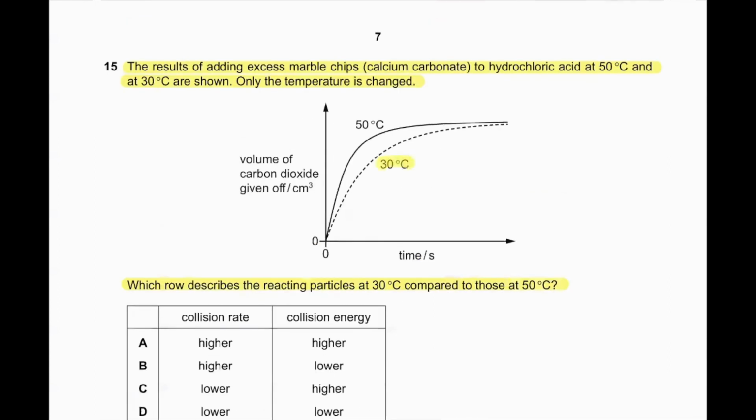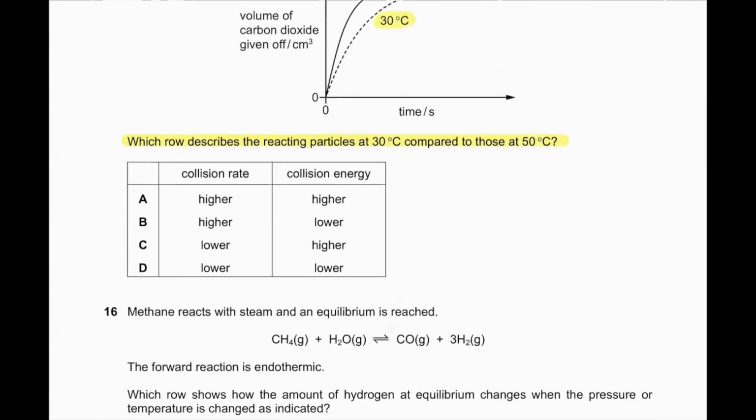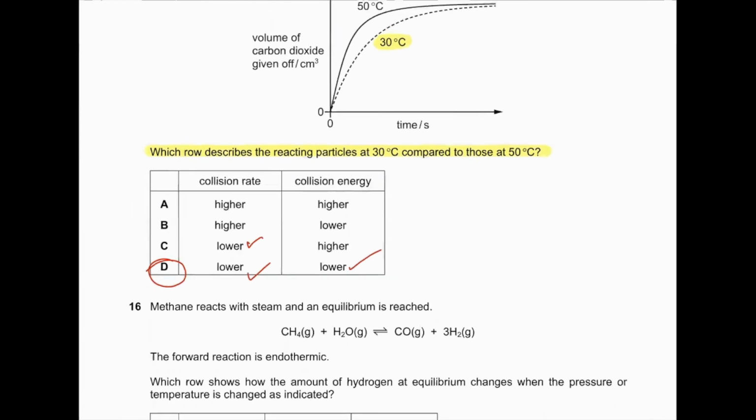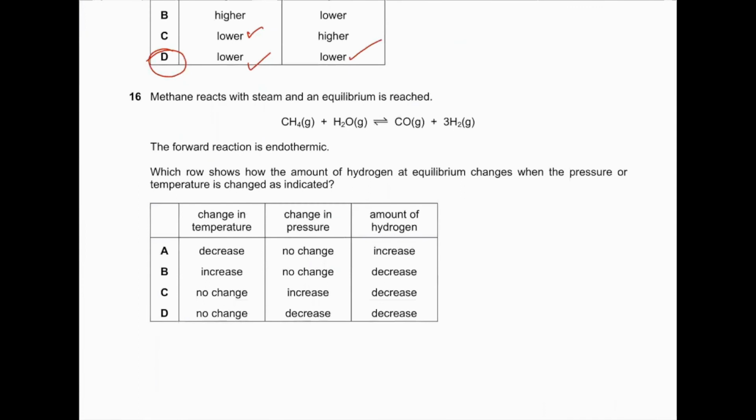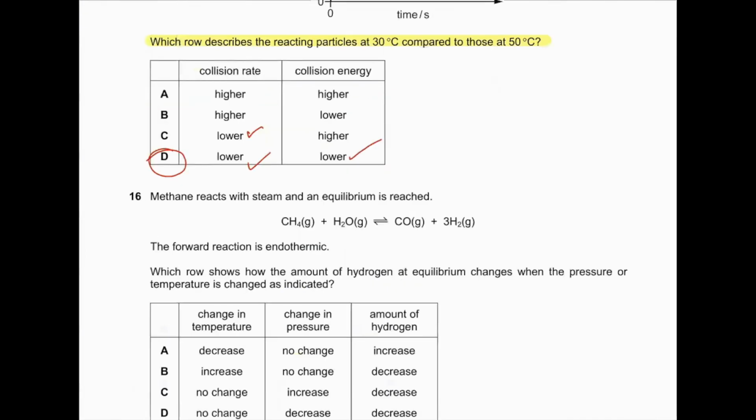So at 30 degrees Celsius, definitely the reacting particles' collision rate is much lower, and the collision energy is also much lower. So definitely 15D will be the correct answer. At lower temperature, collision energy will be lower and collision rate will be lower.